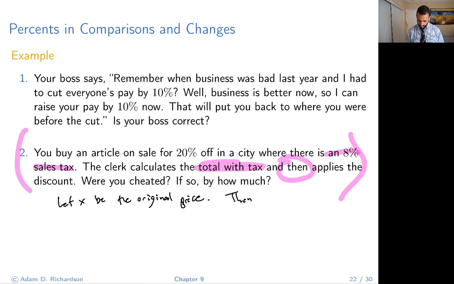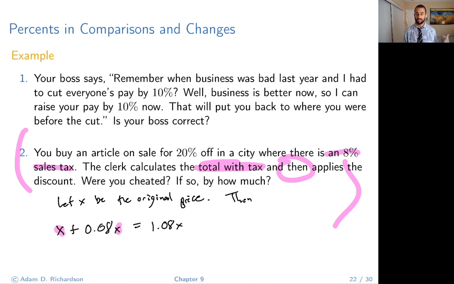Then X plus 0.08X, which is equal to 1.08X. If you factor this out and factor that out, you get 1.08 times X. That's the idea. So this right here is the price after tax.